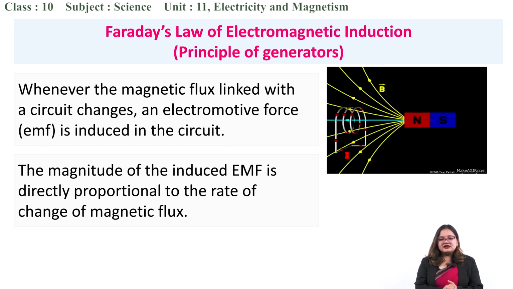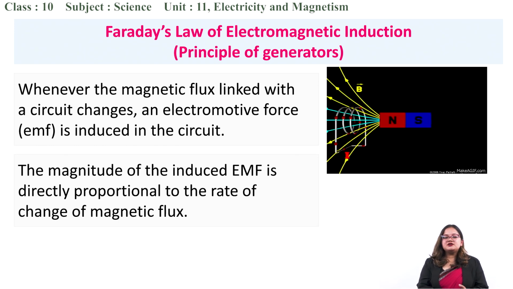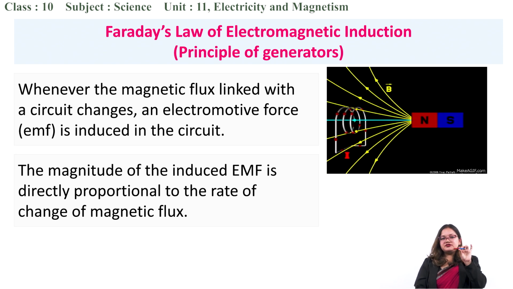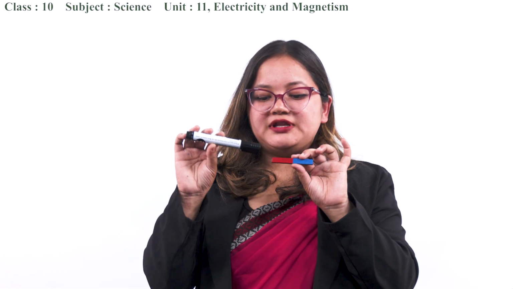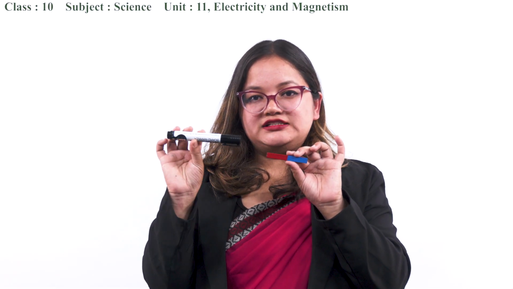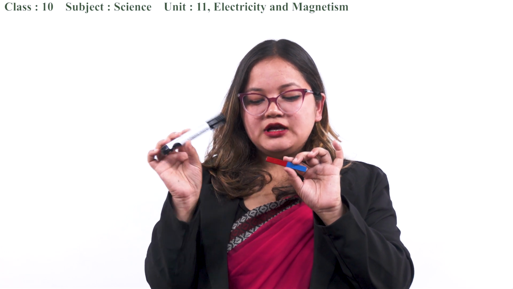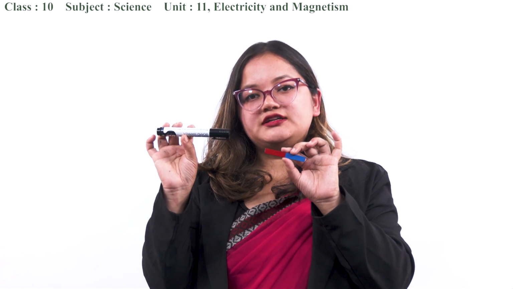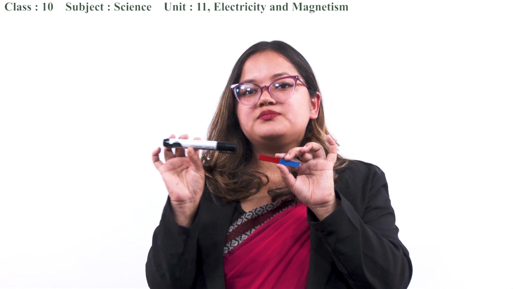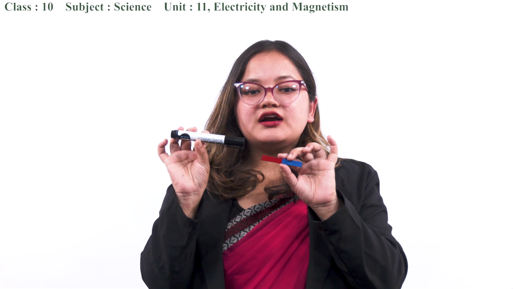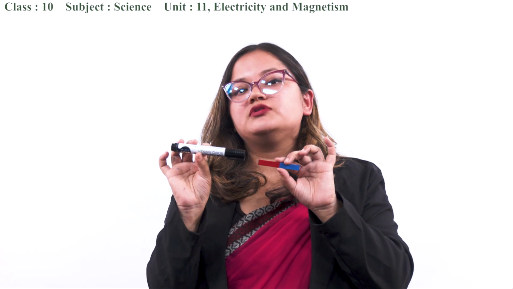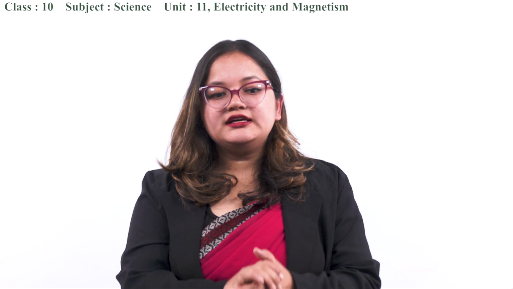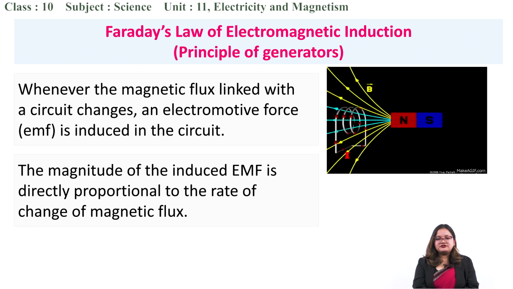And the second one is that the magnitude of the induced EMF is directly proportional to the rate of change of magnetic flux. Let me show you again. If this is a magnet, and let's say we are placing this in a magnetic field. What happens if I keep on moving this? The magnetic flux is changed. What if I increase the rate of motion? If I increase the rate of motion, the rate of magnetic flux change will also increase, which means the magnitude of the induced EMF will also increase, meaning that the induced EMF is directly proportional to the rate of change of magnetic flux.